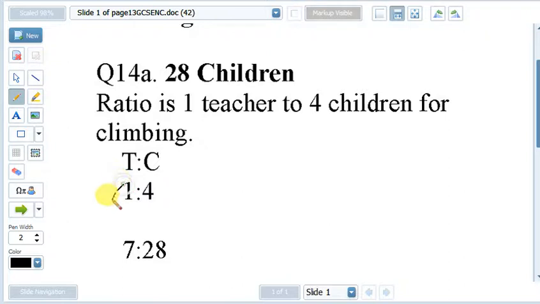So what we've got to do is to times the 1 by 7 to get up to the 7 teachers. What we do to one side, we've got to do to the other side. So it will be 4 times 7, which is 28 children. So 28 children can go.